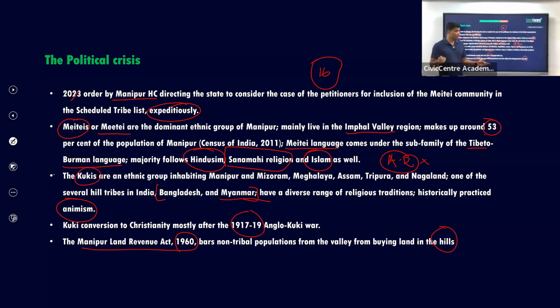But obviously British at that time, they were very powerful. 1917 and all, their power was at the peak. What happened? They defeated the Kuki people. Understood? British defeated the Kuki people. Then mass migration or conversion to Christianity happened because the Kukis believed that they won because of their God. That is the thing with animism.